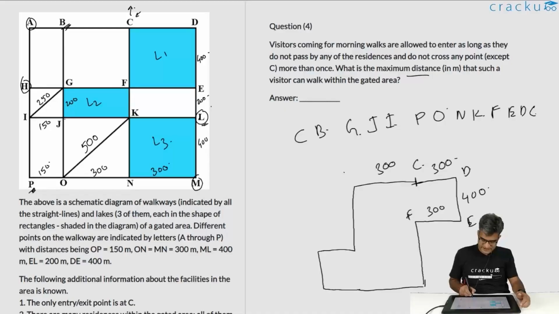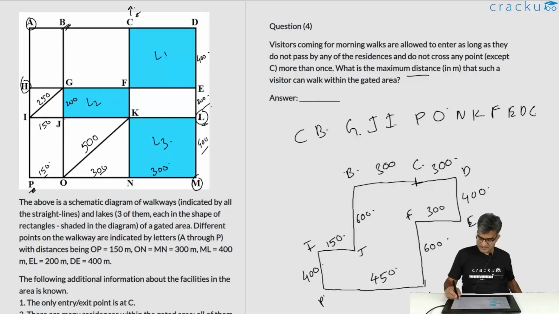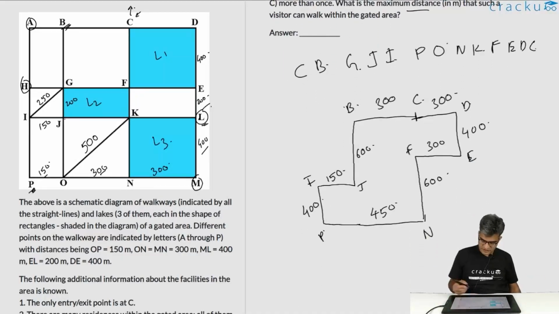Now F, and this is N. NF is 400 plus 200, which is 600. And this is P. NP is 450, because this is 300 plus 150. And this is I. PI is 400. IJ is 150. And this is B. What is JB? JB is 600.